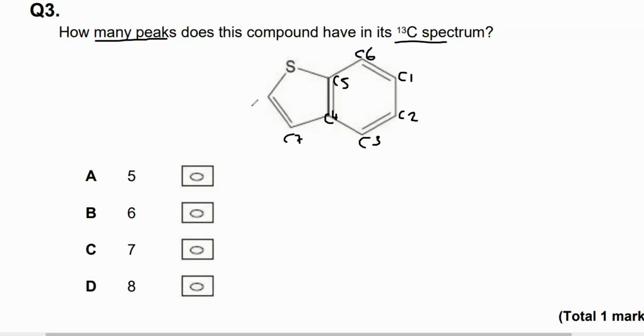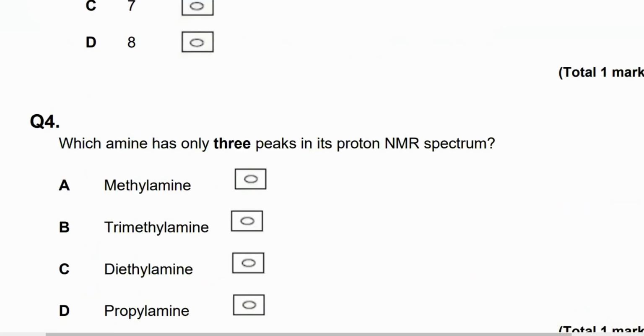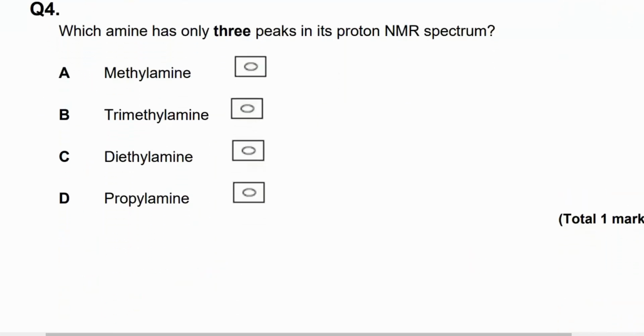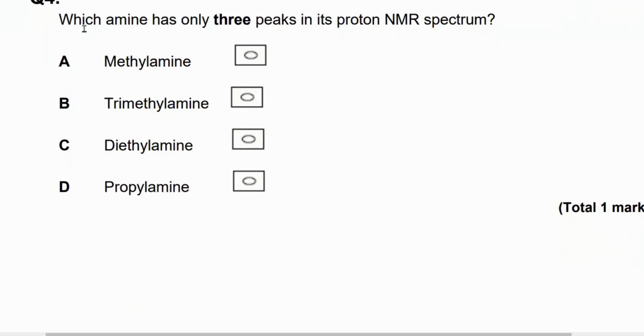You can count them all along here. None of these are identical. All of them have different groups on their left or right attached to each of those carbons. So the answer, of course, for question 3 is D. There are 8 different carbon environments, and you'd get 8 different peaks on the C NMR spectrum. Okay, let's look at question 4.